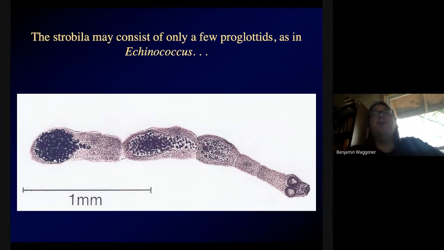Proglottids kind of bud off the head end, and as new ones bud off, the old ones are pushed towards the rear. And as they're pushed towards the rear, they sexually mature. So at the back end of this echinococcus, you have a fully mature segment that's loaded with fertilized eggs, and that will then break off and the eggs will pass out in the feces. And then as you go from left to right, you go from the most mature segment to less mature segments, and then ultimately you get to the scolex, the, quote, head end. In this species, you can see the suckers on the scolex. So this echinococcus consists of a small number of proglottids.